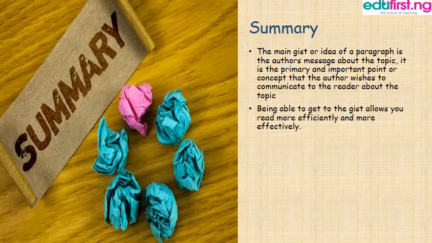Summary. The main gist or idea of a paragraph is the author's message about the topic. It is the primary and important point or concept that the author wishes to communicate to the reader about the topic. Being able to get to the gist allows you to read more efficiently and more effectively.